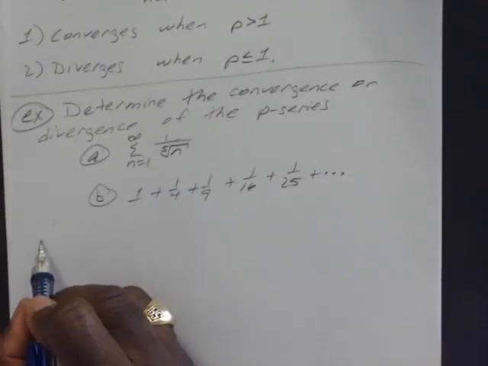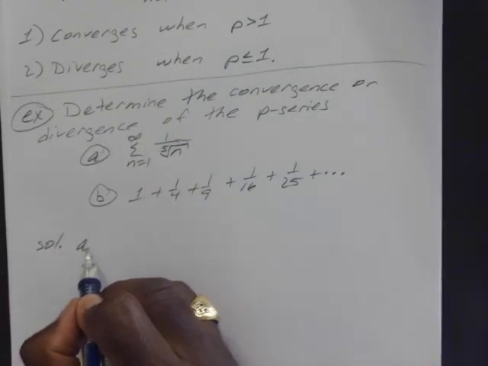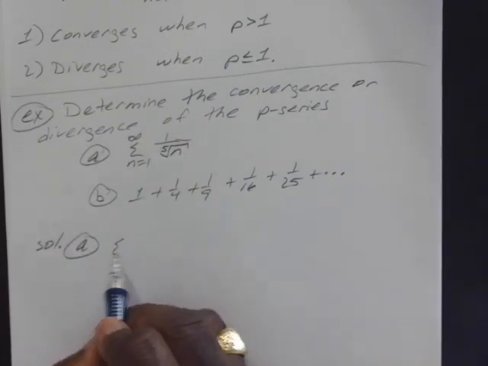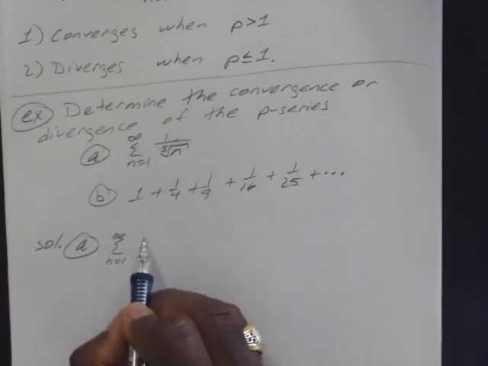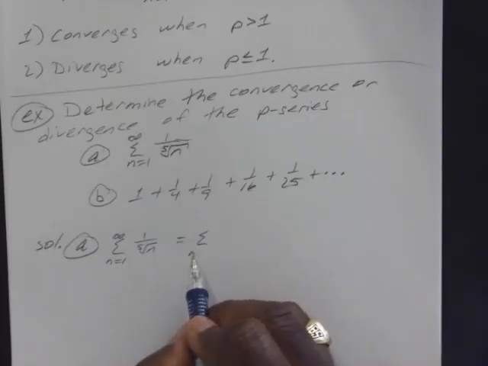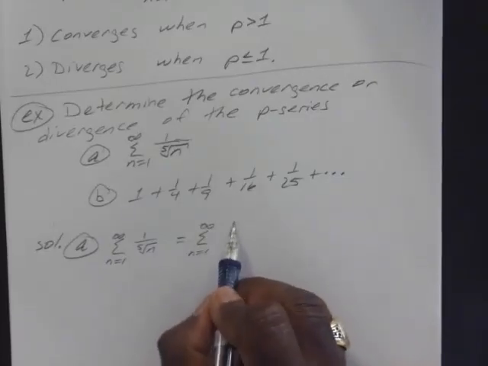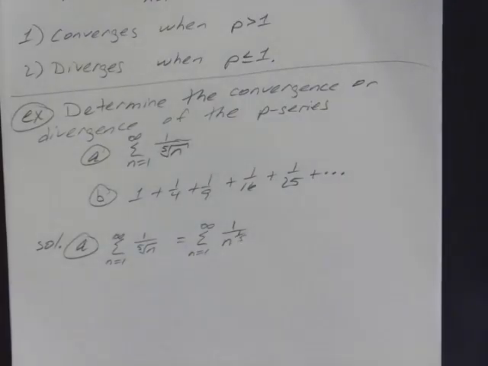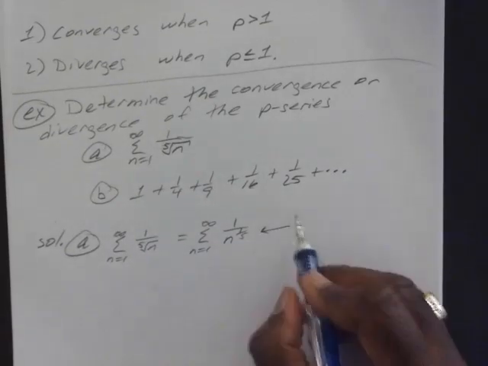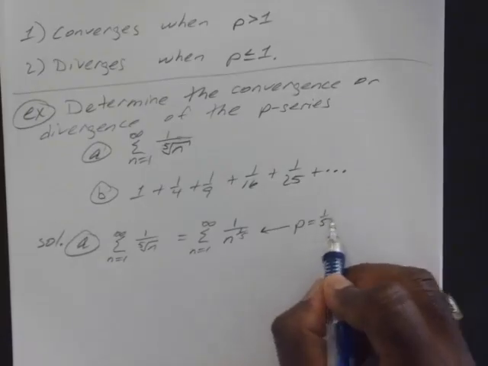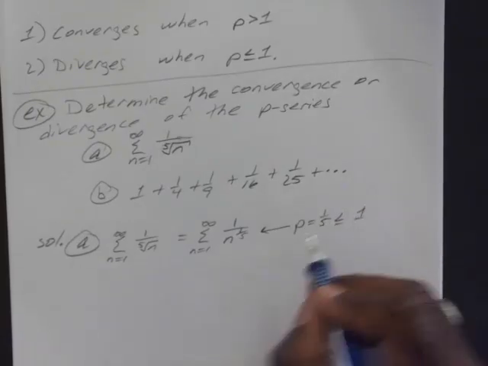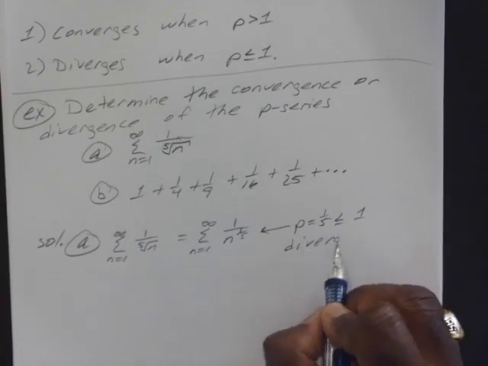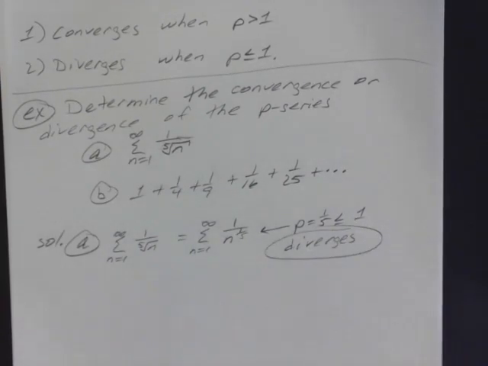Okay, so if we look at problem A, the sum from n equals 1 to infinity of 1 over the fifth root of n, we can rewrite that as 1 over n to the 1/5 power. So we see that p is equal to 1/5, which is less than or equal to 1. So we know it diverges. And that's it.